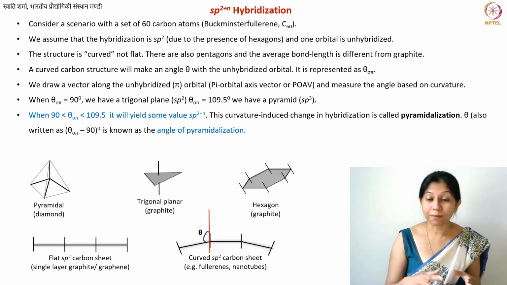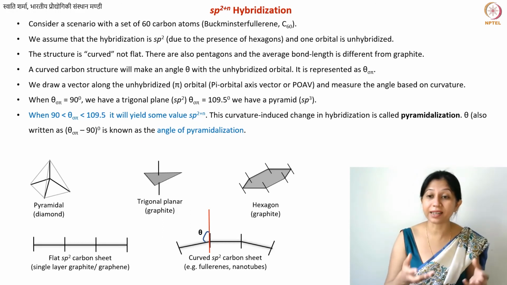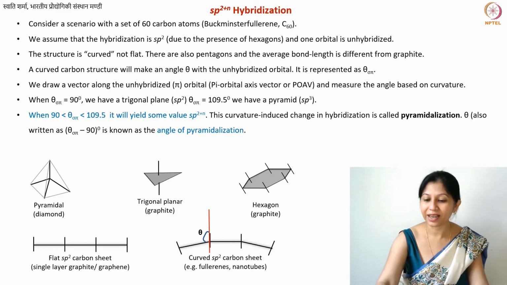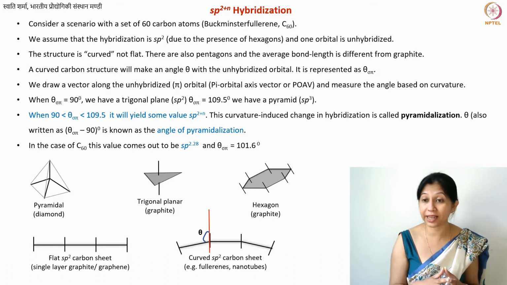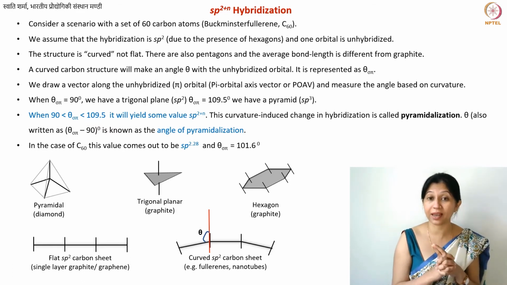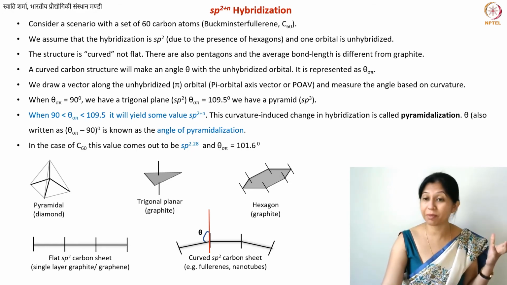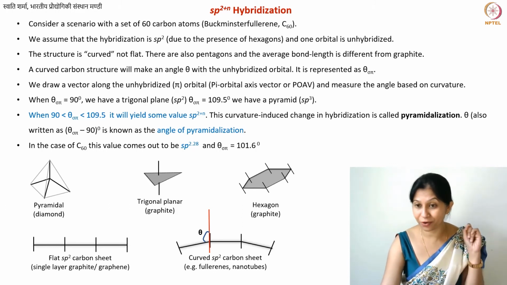But in this lecture, I'm going to use the overall value of theta sigma pi rather than using the angle of pyramidalization, which is theta sigma pi minus 90. So in the case of C60, because this is the example we started with, the value of theta sigma pi is 101.6 degrees. So theta sigma pi minus 90 will be 11.6 degrees. And if you back calculate from here, you're going to get the value sp2.28 for the hybridization.